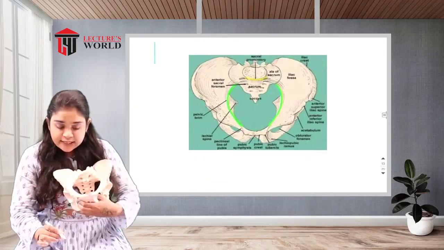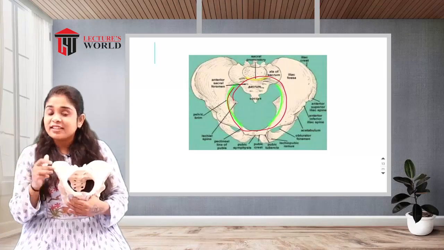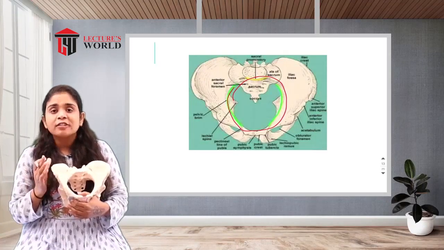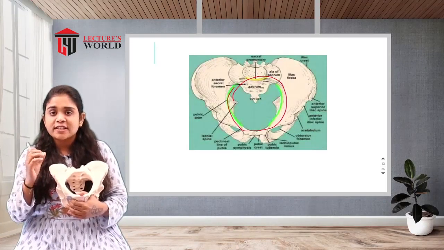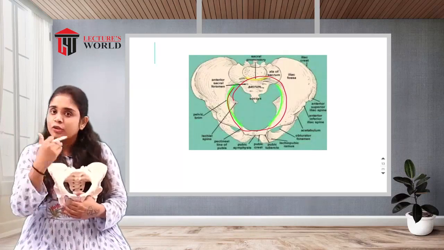As you can see, the green line they have shown on the picture is the point known as the brim, and all these landmarks are located over this pelvic brim only. We have to come from the anterior to the posterior part.